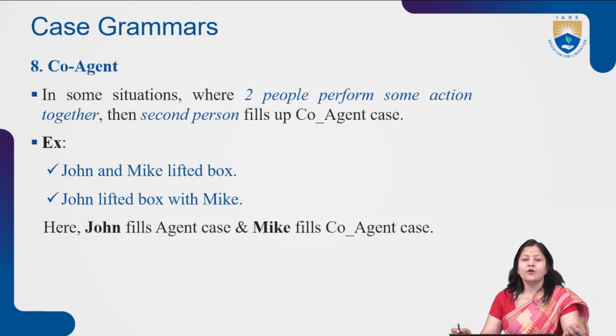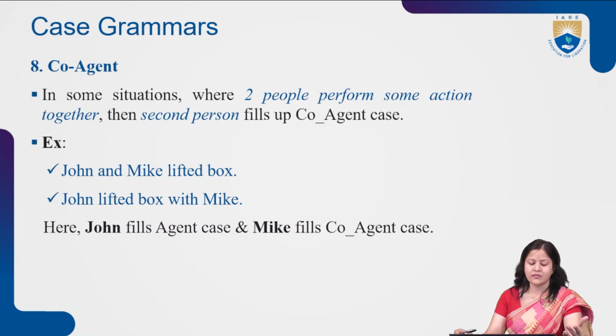Now, the eighth one, co-agent case. In some situations, what happens? Two people perform the same action at a time. Then the first person is called the agent and the second person is considered the co-agent case. Now, you can see the example here. John and Mike lifted a box. Both of them together are trying to lift the box. So here John is the agent and Mike is considered the co-agent.